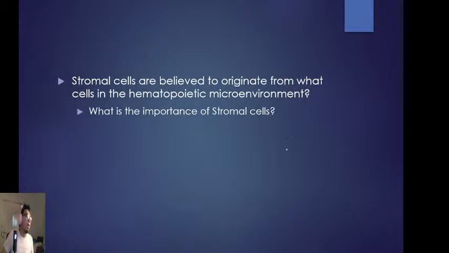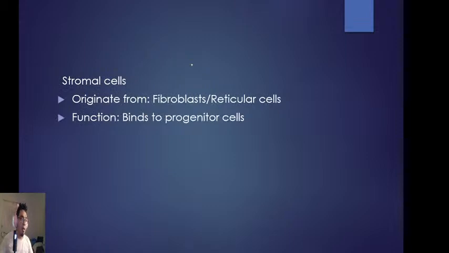Let's move on. We have what you call stromal cells, which originate from fibroblasts or reticular tissues, and their function is basically to bind to progenitor cells. Why do they need to bind? Because they have certain receptors that can stimulate the production of a specific type of cells. We are going to see that later when we talk about lymphopoiesis. We're going to talk about them early on in the discussion.